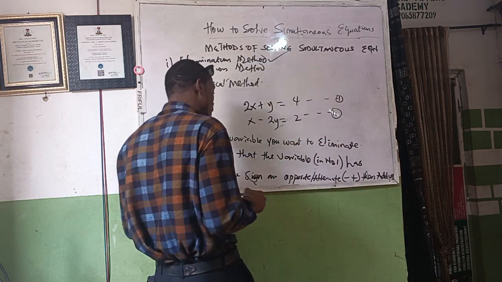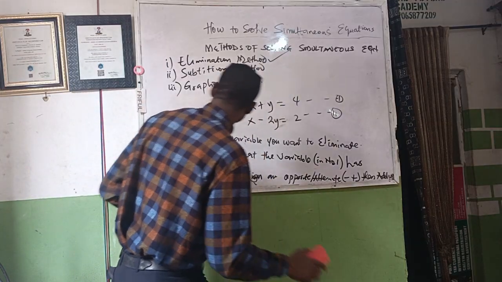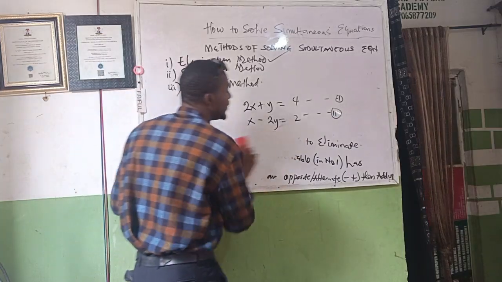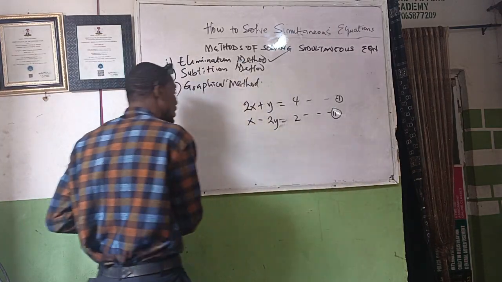So you add up both equations. You will add equation 1 and 2. So these are the 3 conditions you must take note of when you are using the elimination method. Please watch and remind yourself of the 3 conditions.